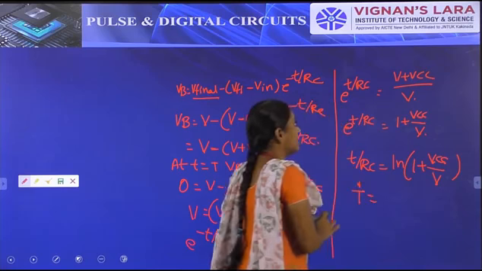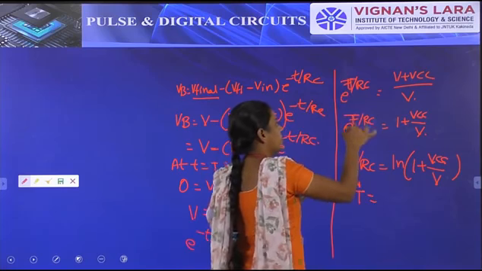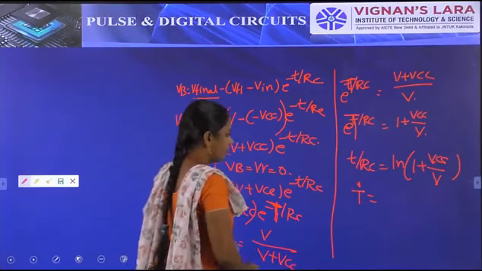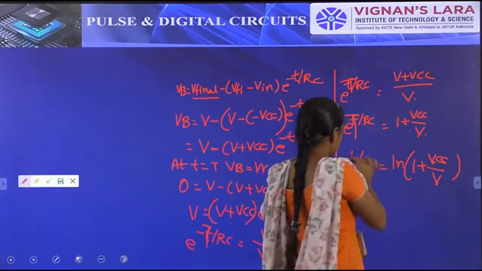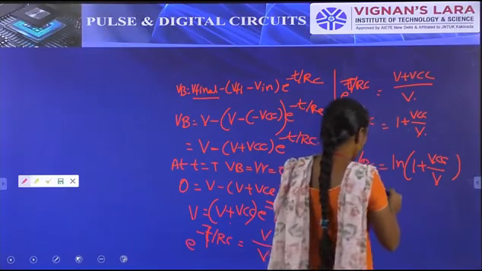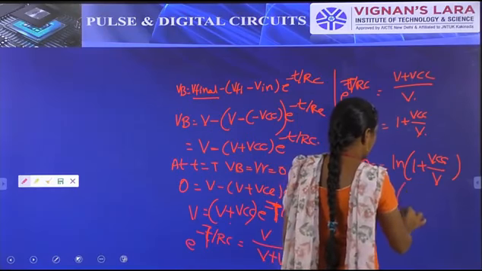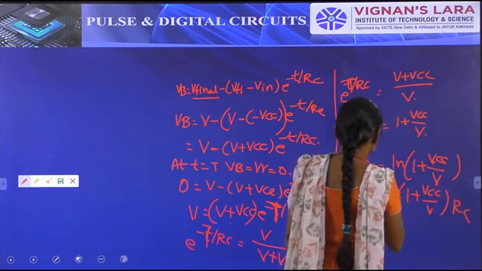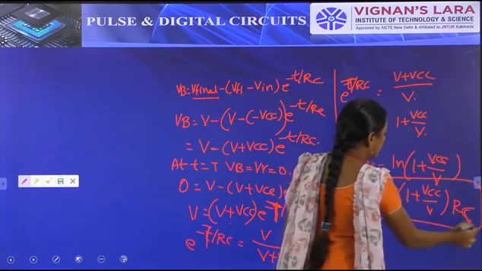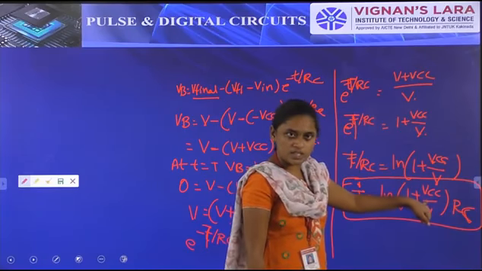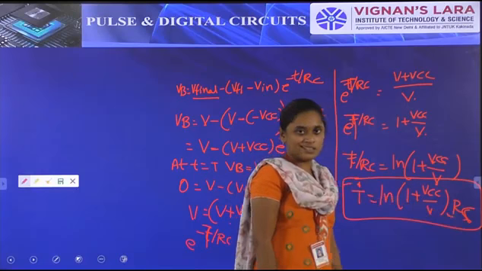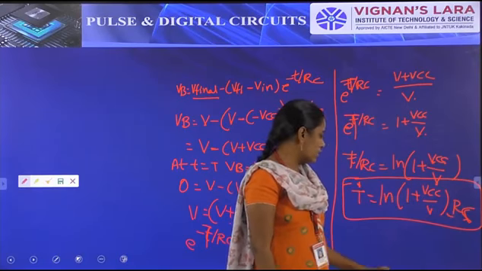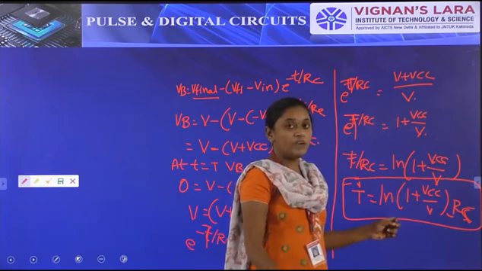T is equal to capital T, that's why we have to represent capital T only. In place of small t we have to represent capital T. What is the T value? T is equal to ln of 1 plus VCC by V into RC. Simply we have to say that here the VCC value is constant, that is, the resistor and capacitor values are the default values. We can't change these conditions. These are the given data.